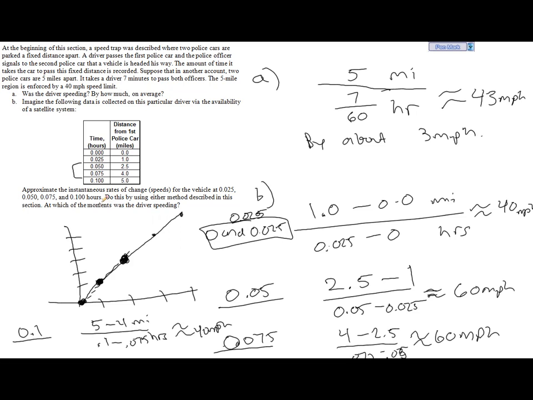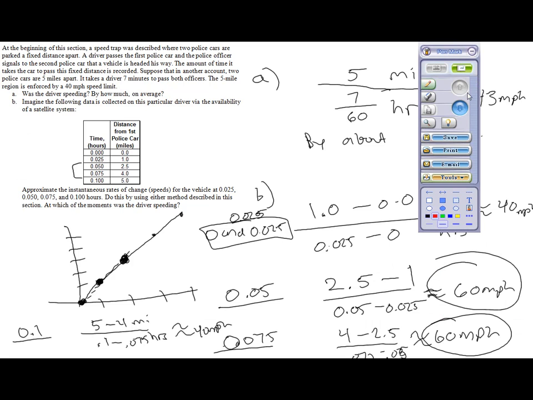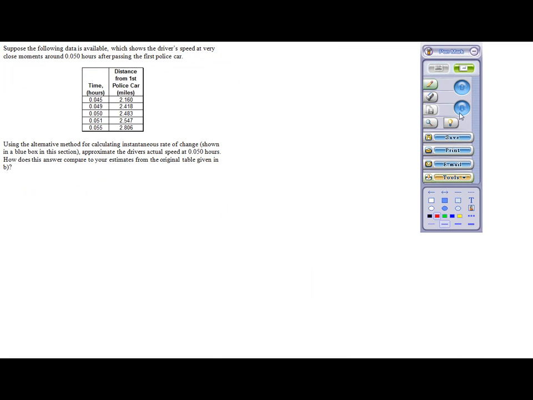So we want to determine which of the moments the driver was speeding. It definitely looks like he was speeding around 0.05 and around 0.075. Then we're further asked to look at this data, which is now in closer proximity. So notice that these data points are really close together.